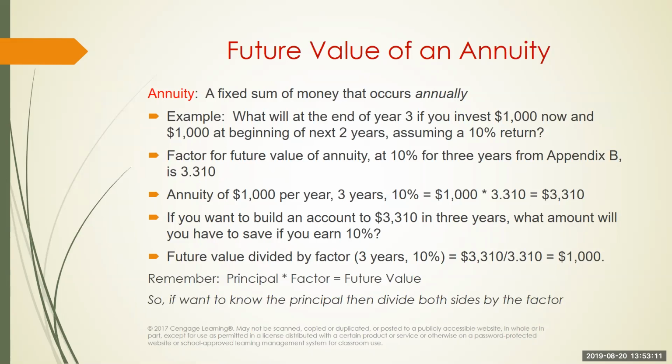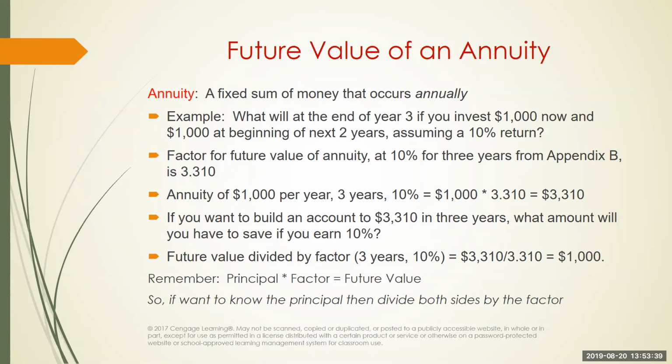So again, now I'm going back to the top of the screen. An annuity is a fixed sum of money that occurs annually. So for example, what will happen at the end of year 3 if I invest $1,000 now, $1,000 at the beginning of the next 2 years? So I'm going to invest $1,000 each year for 3 years, and I'm assuming a 10% return.